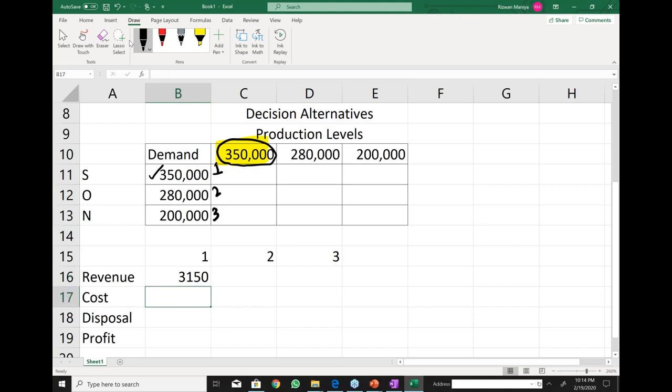Now, if you produce 3,50,000 units, so your cost will be on your production units. Yes or no? Yes, your cost will be on production units. So 350 multiplied by 4. And make sure you give a minus sign here to write this in negative terms. Okay, so any disposal here? No, because whatever you produced, 350, you sold, so there is nothing left.